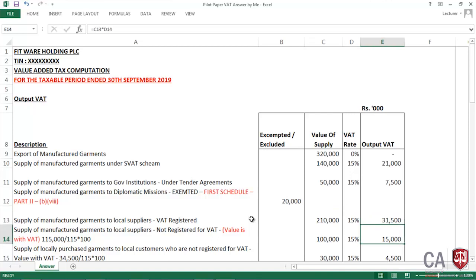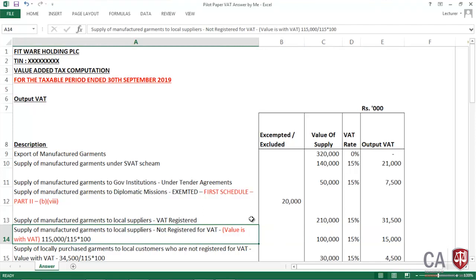it's 31,500,000. Now I think you are all doing this question with me, since you have read the question with me. Then supply of manufactured garments to local supplies, not registered for VAT. This value is with VAT. Therefore, see the formula, 115 divided by 115 into 100.